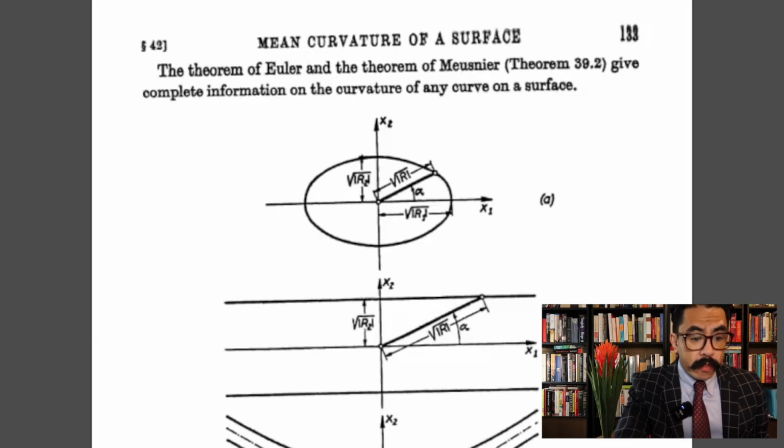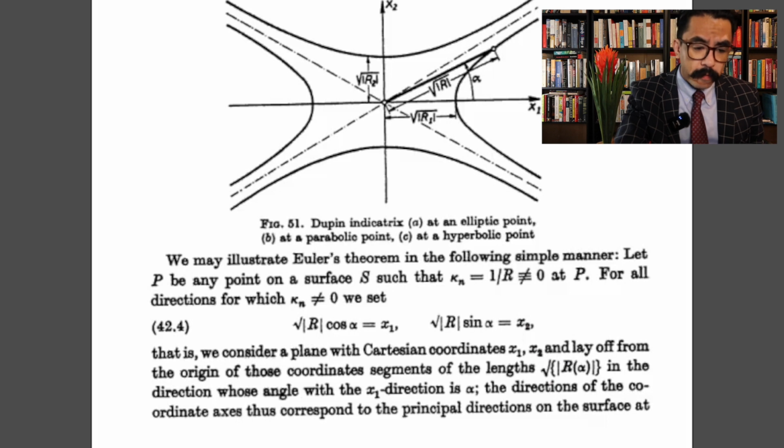The theorem of Euler and the theorem of Meusnier, which is Theorem 39.2, give complete information on the curvature of any curve on a surface. We may illustrate Euler's theorem in the following simple manner.